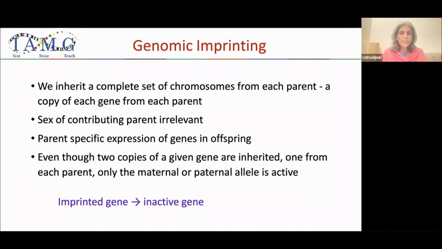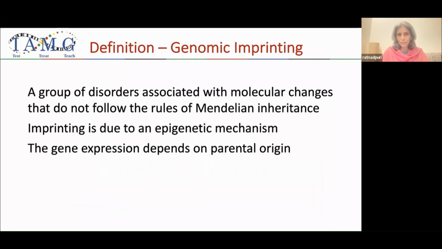However, there are some genes that are subject to specific expression depending upon which parent they are inherited from. Even though two copies of a given gene are inherited, one from each parent, in the genes that are subjected to genomic imprinting, only one copy, either from the mother or from the father, is active in the normal situation. And it's important to understand that the imprinted gene is the inactive gene.